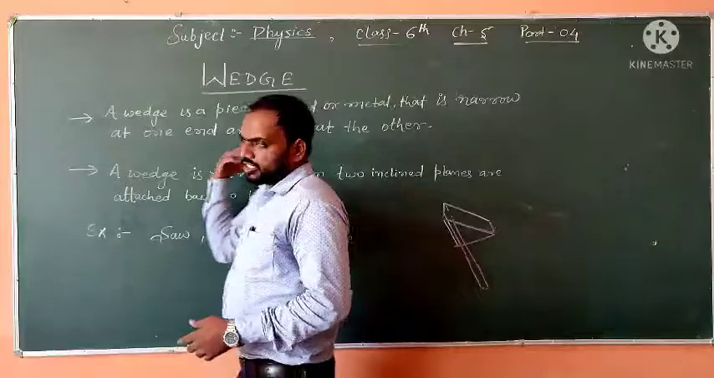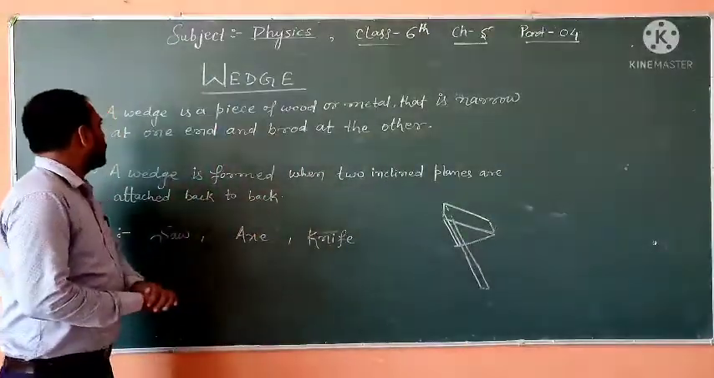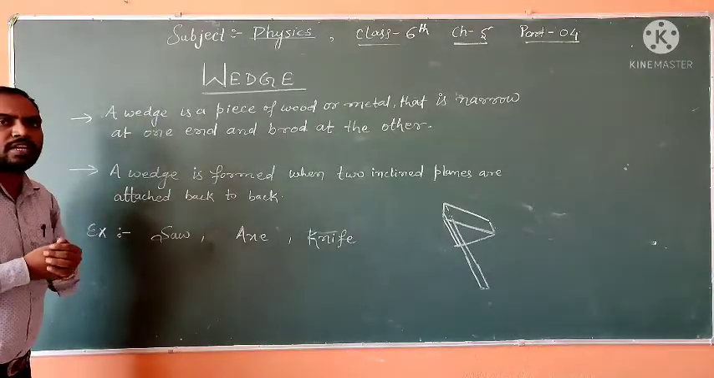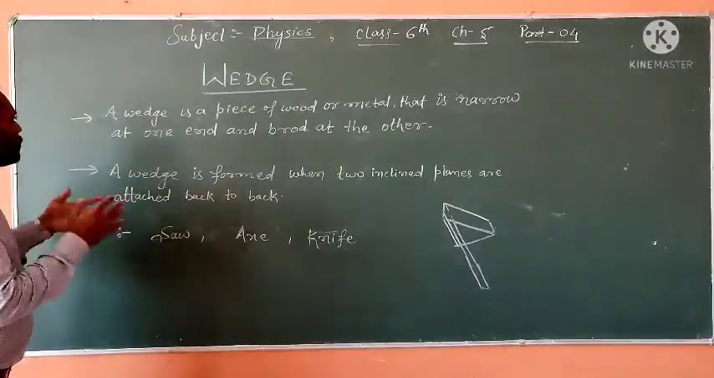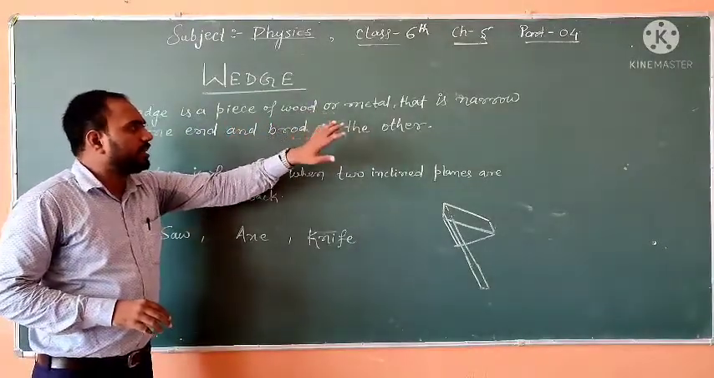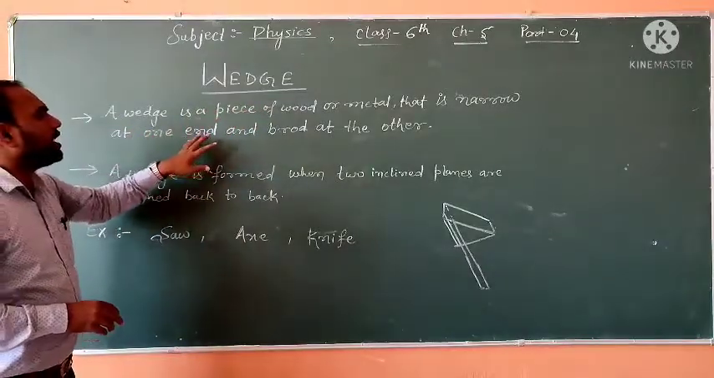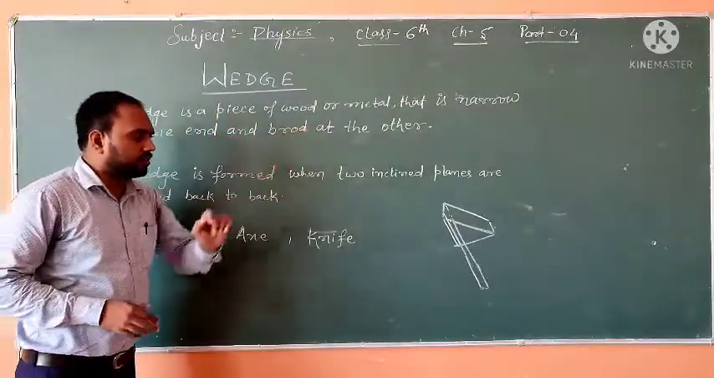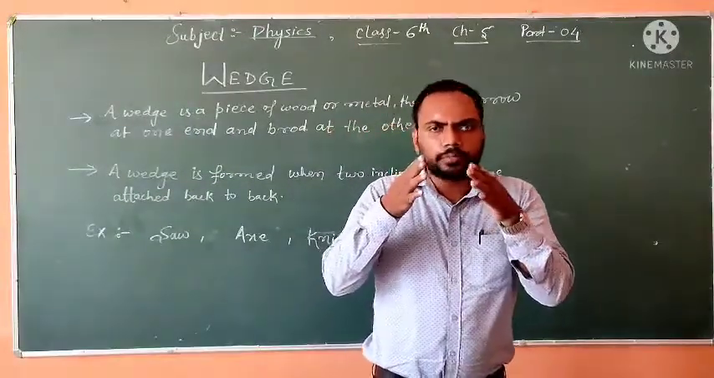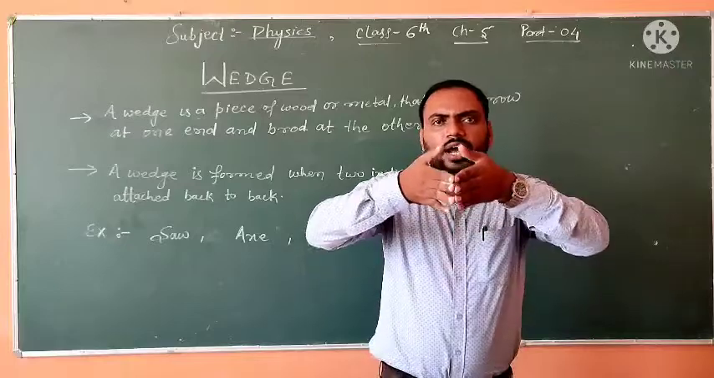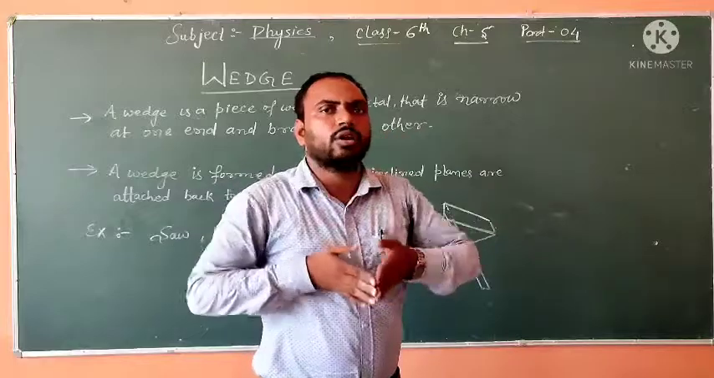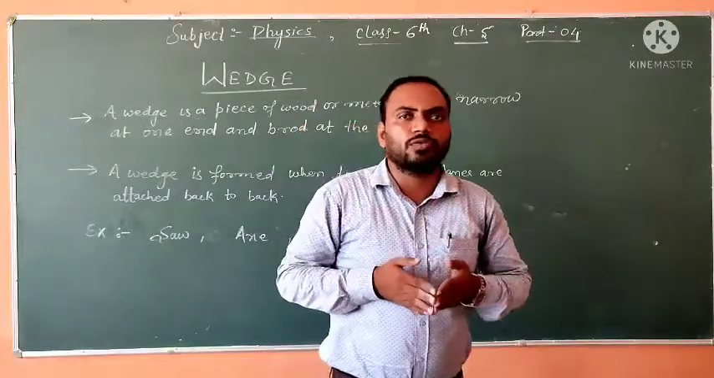Dear students, another simple machine is the wedge. First of all, understand what a wedge is. Make a clear picture in your mind. A wedge is a piece of wood or metal that is narrow at one end and broader at the other end. That is called a wedge.